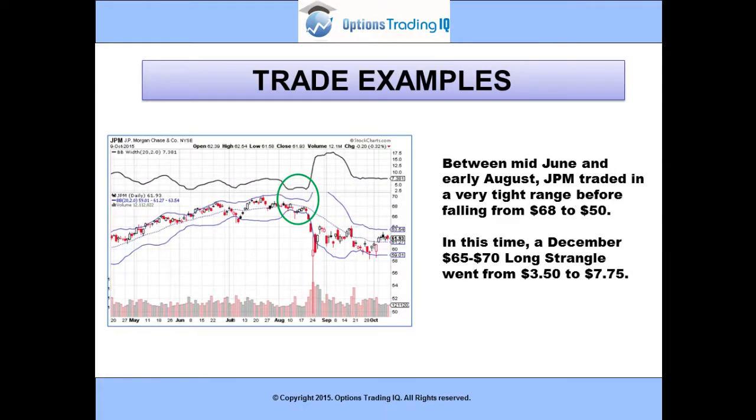Here's another example on JP Morgan this time. Between mid-June and early August, JP Morgan traded in a very tight range before falling from 68 to 50. In this time, a December 65/70 long strangle went from $3.50 to $7.75.